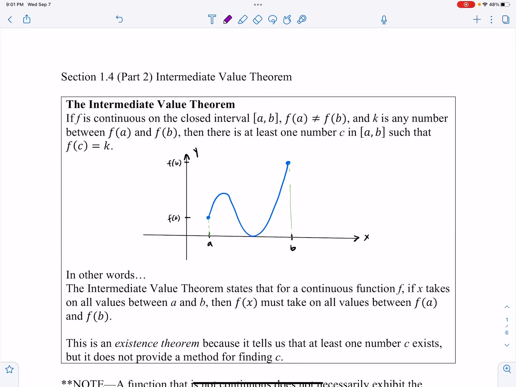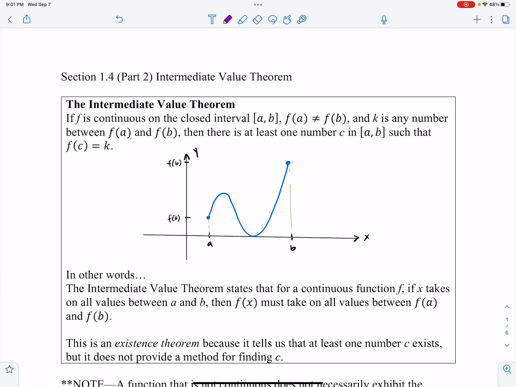So this video is on part 2 of section 1.4. And if you remember, 1.4 was on continuity. This lesson is on the intermediate value theorem, which is a very important theorem. It will definitely come up on the AP exam, and you need to be able to recognize when it's being applied.